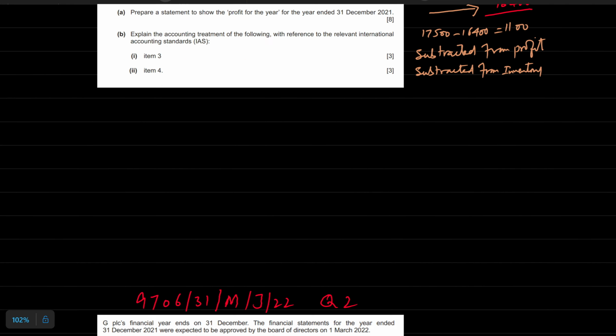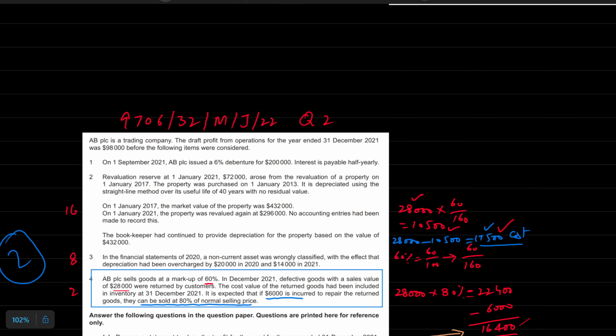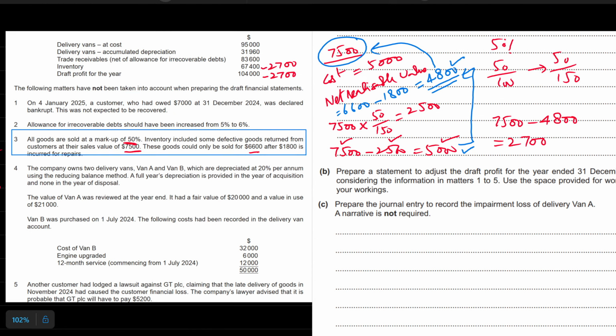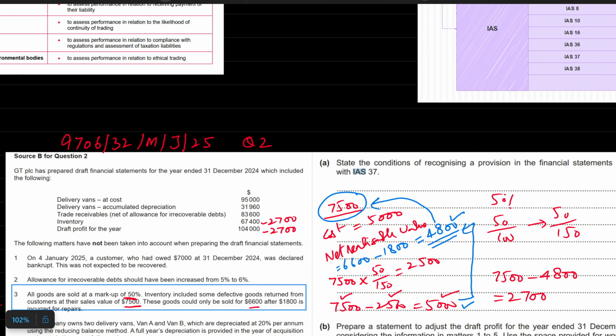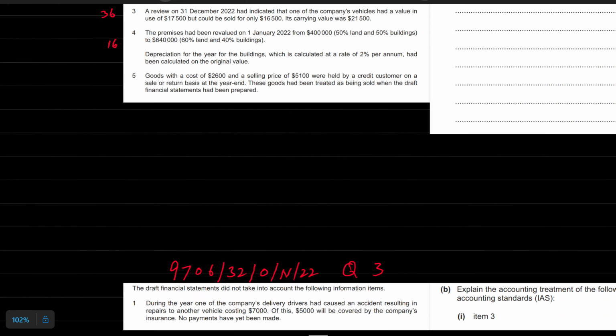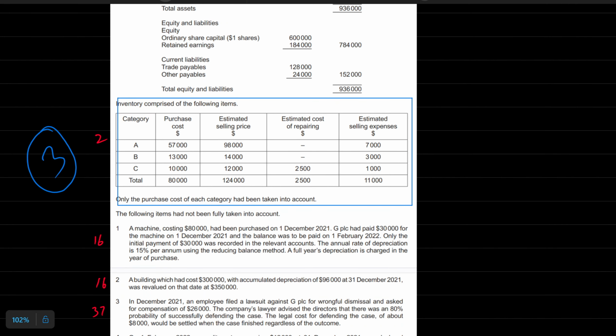So students, let us move to the next. This was the question from May June 22, question number 2, and the first question that we solved was from May June 25, paper 3-2. Let us move to the third question. Yes, this is third question.